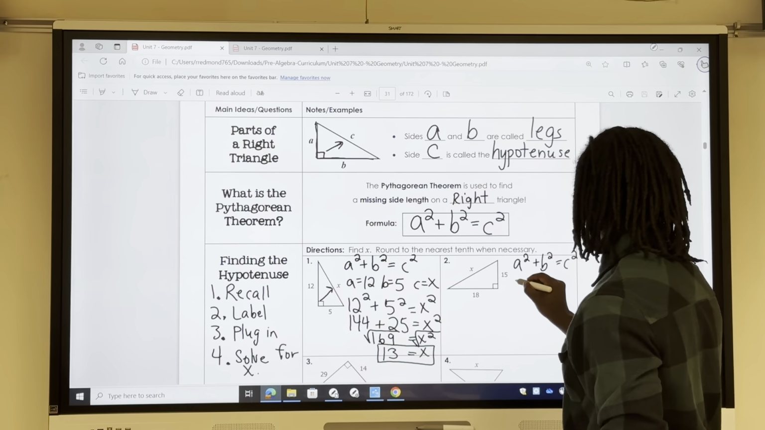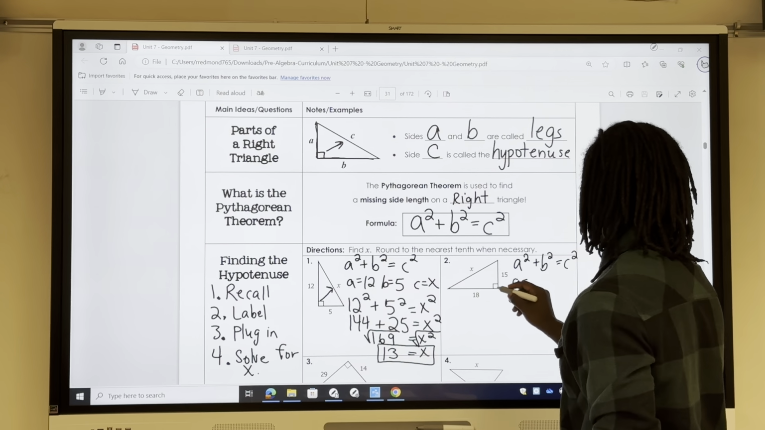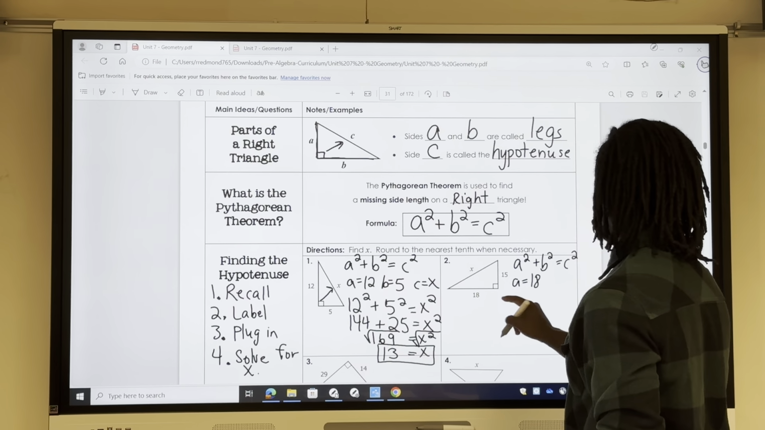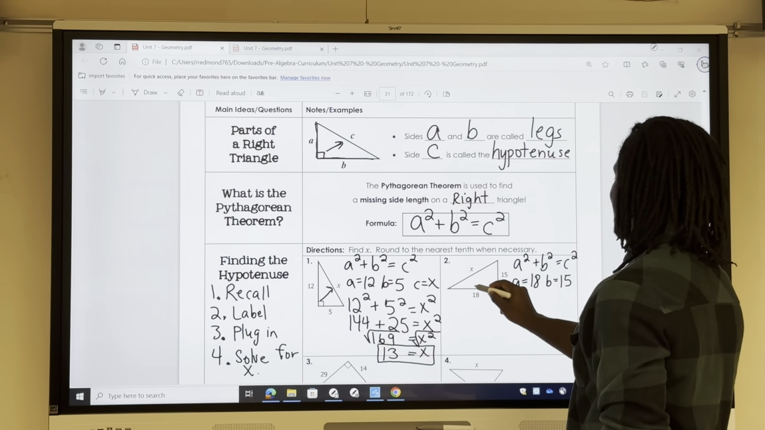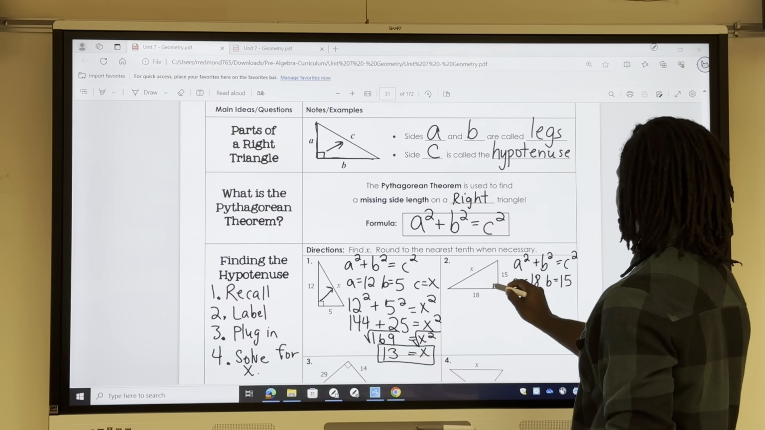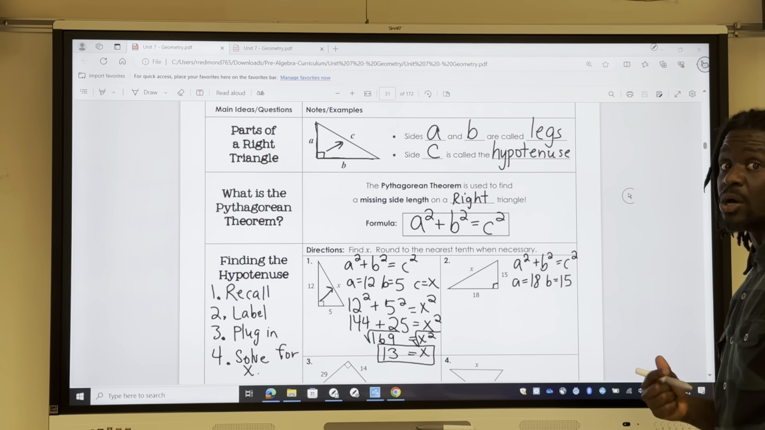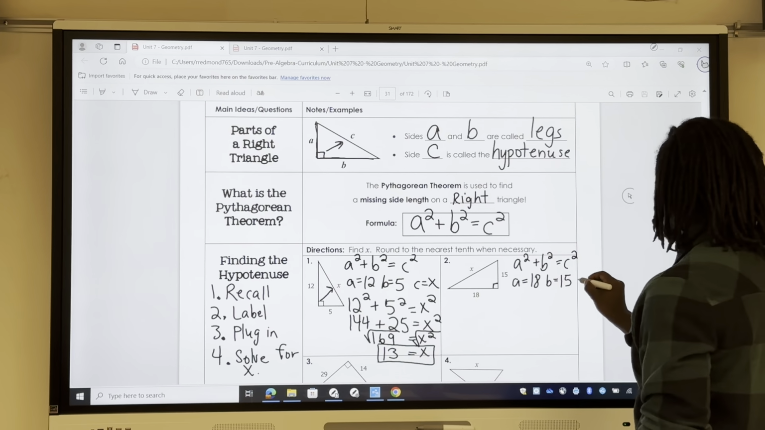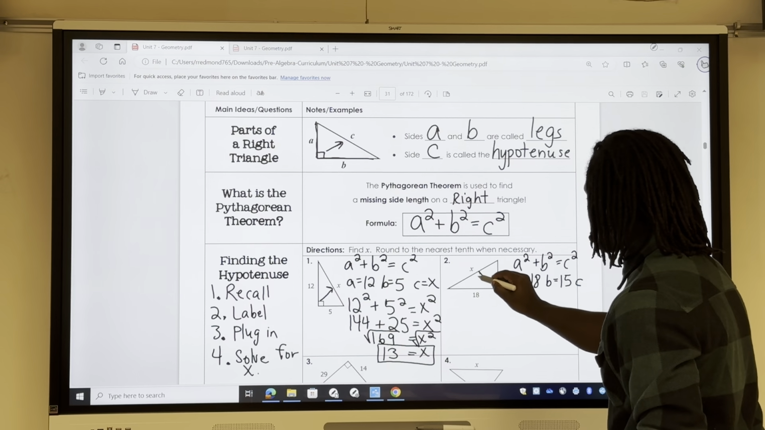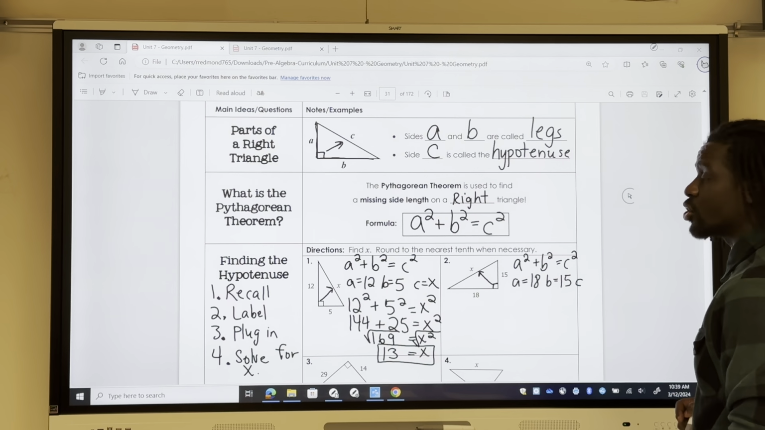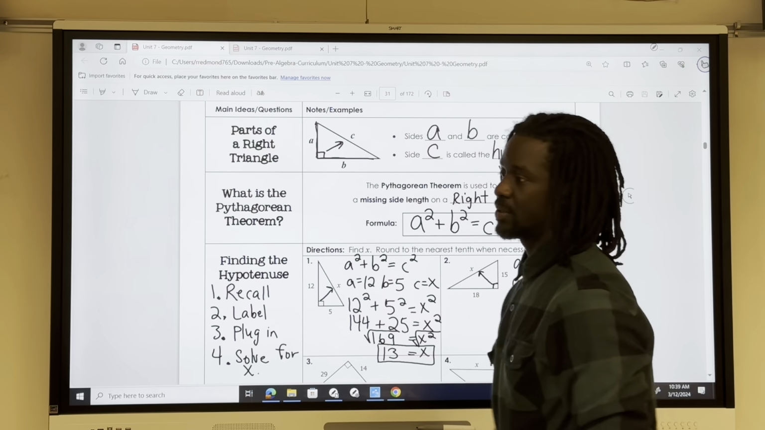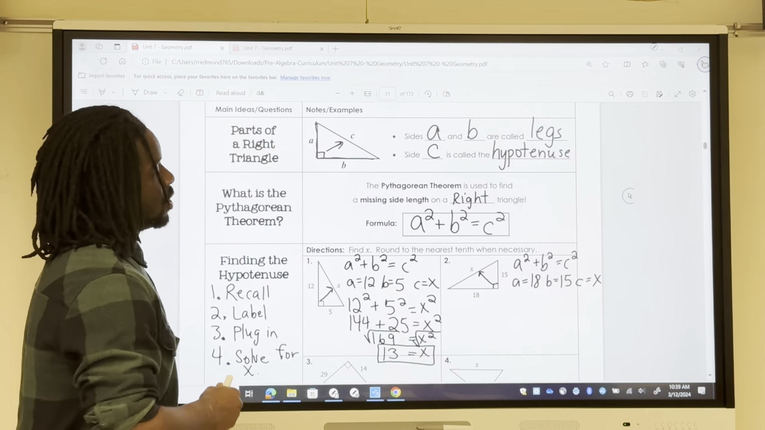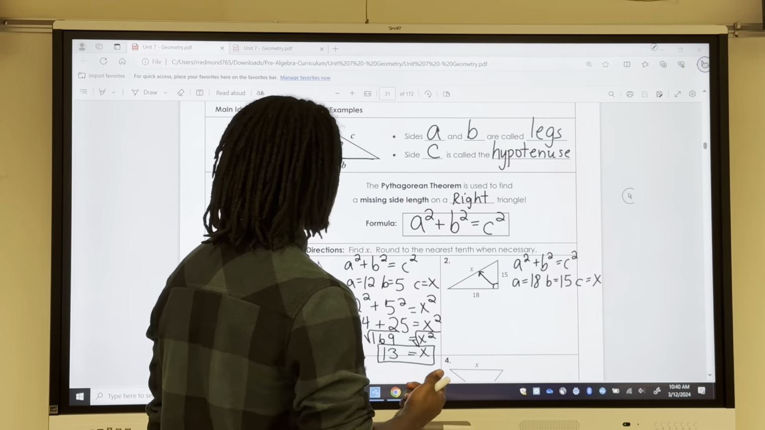All right, so we'll say in this one that a is 18. We'll say the b is 15. Again, it is just these two that make my right angle. That's how I know those are a and b. And then the c is always the side that is across from the right angle. So the c is x. All right, so we have them labeled.